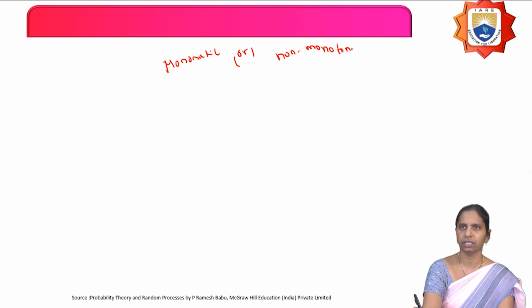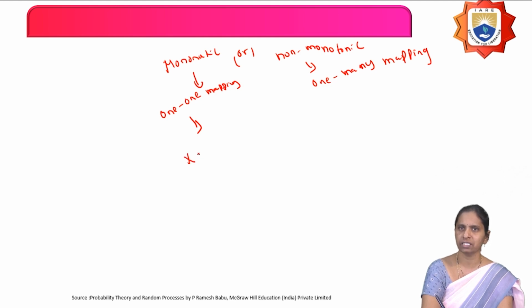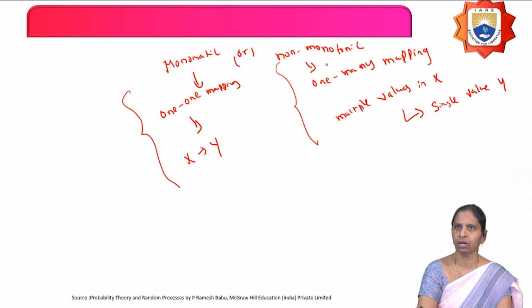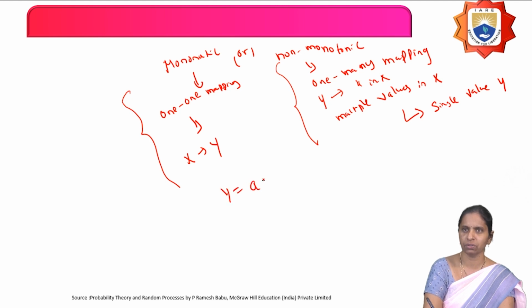How can you say whether the given transformation is monotonic? Monotonic is one-to-one mapping, and non-monotonic is one-to-many mapping. One-to-one mapping means a single value in x corresponds to a single value in y. That is a monotonic transformation. Non-monotonic transformation means many values in x correspond to a single value in y. It means a single value in y corresponds to many values in x. That is called non-monotonic transformation.